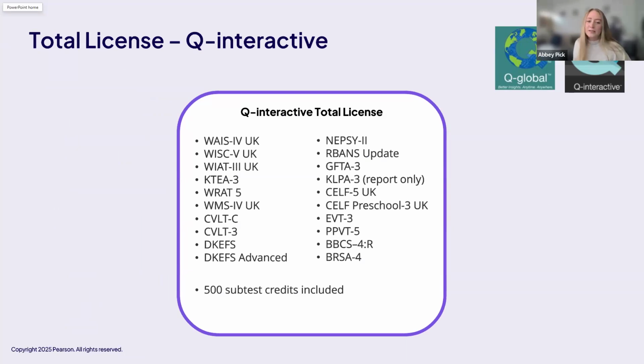There will also be no waiting around for the kit to be delivered, as it's digital and you'll have instant access to it. Also with Q Interactive, there's a practice feature mode, which allows you to explore and practice using any of the assessments without incurring any charges for the subtests. The only difference in the practice mode is that you'll not get the scores at the end of the assessment. And finally, with the total license, you get those 500 subtest credits included, which is worth £975.